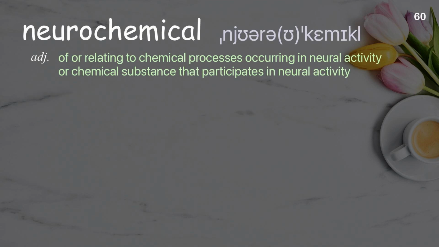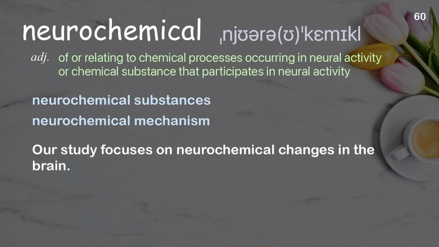Neurochemical. Of or relating to chemical processes occurring in neural activity or chemical substance that participates in neural activity. Examples: Neurochemical substances. Neurochemical mechanism. Our study focuses on neurochemical changes in the brain.